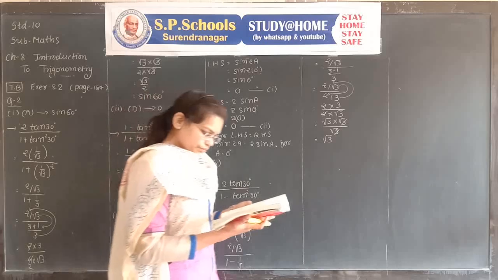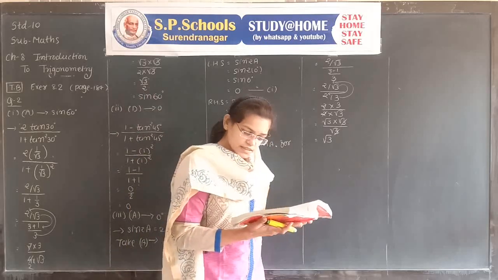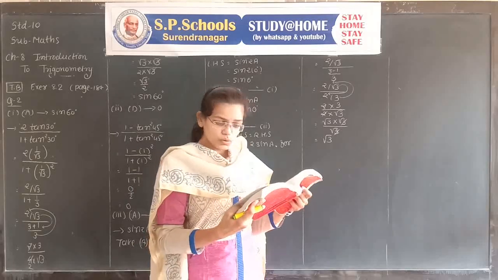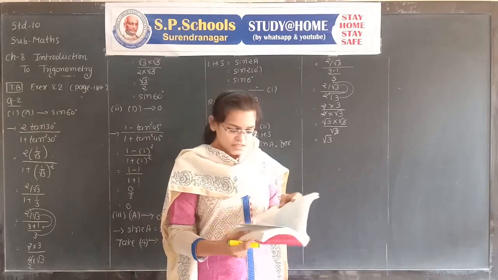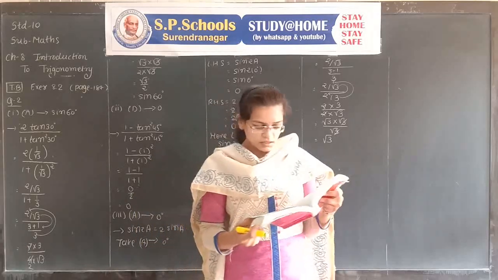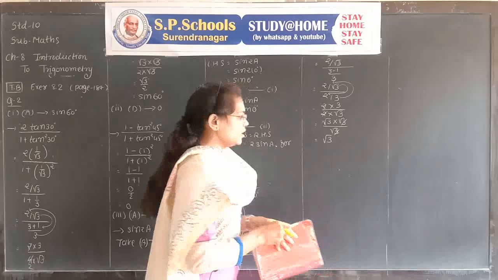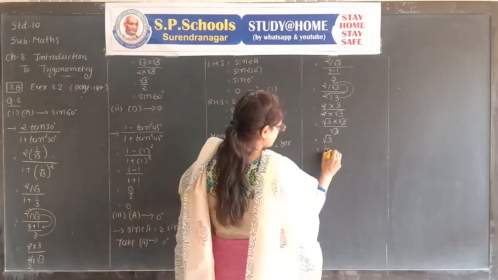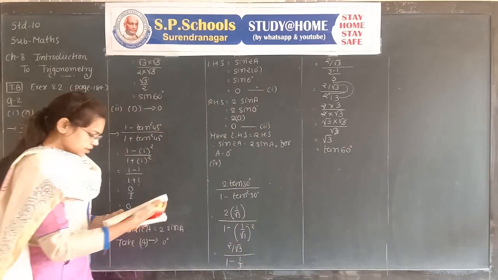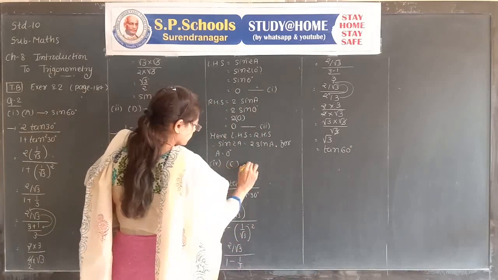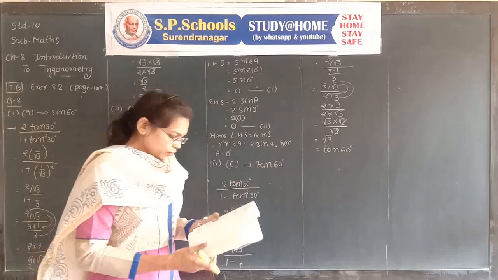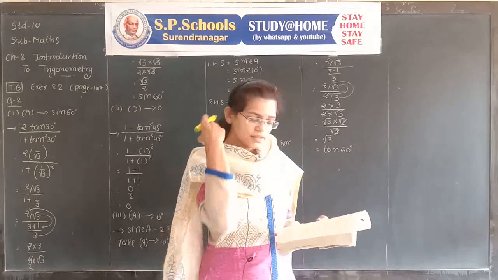See the options: cos 60, sin 60, tan 60 and sin 30. See the table. Is cos 60 root 3? No. Cos 60 is 1 upon 2. Is sin 60 root 3? No. Sin 60 is root 3 upon 2. Is tan 60 root 3? Yes. Tan 60 is root 3. Then our answer is tan 60. The option is C, tan 60 degree. Got it? Now question number 2 is completed.